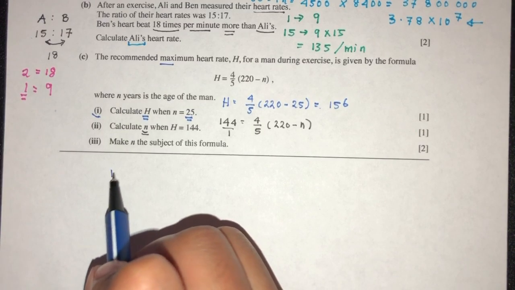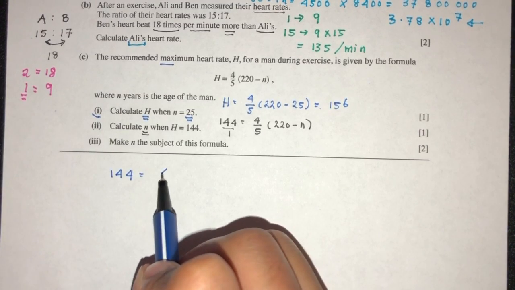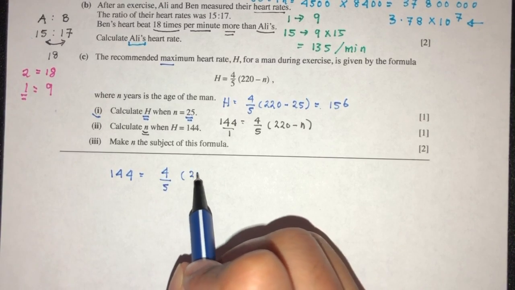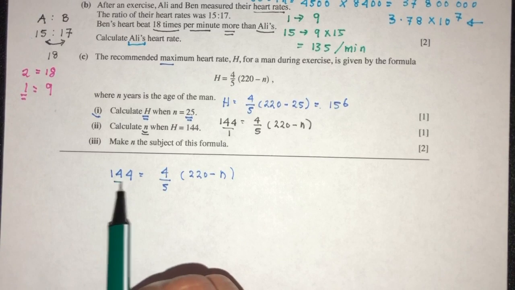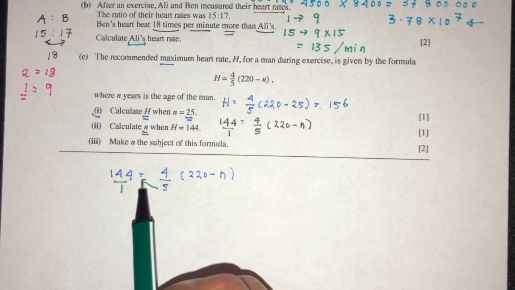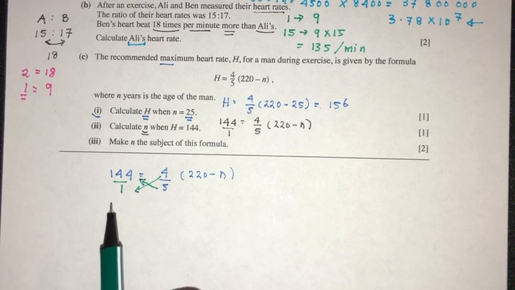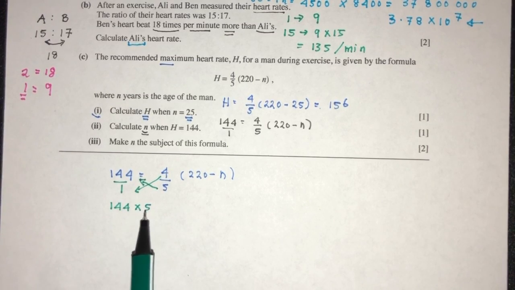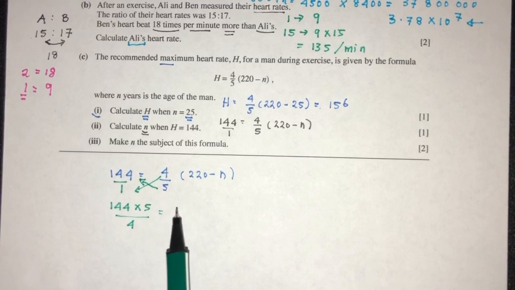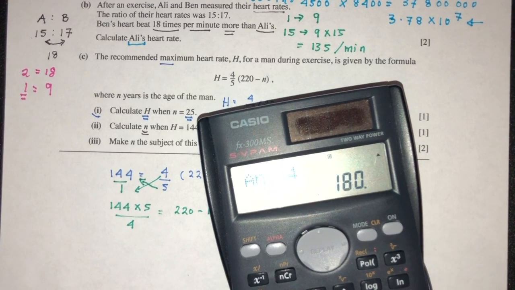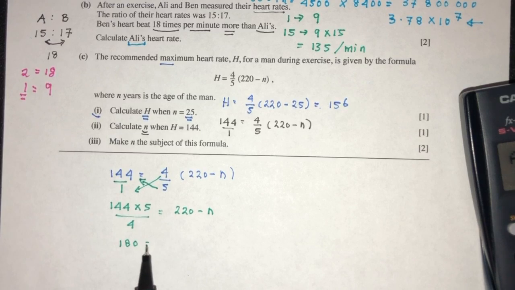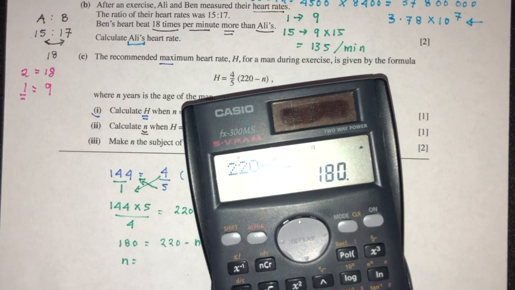So here I have 144, that should be 4 over 5 and 220 minus N. Again, the main goal here is to find the value of N, because that's what you want to find. So the first thing we can do is cross multiply and send this to the bottom. So you will have 144 times 5 over 4, and this will become 220 minus N. So 144 times 5 divided by 4 should be 180. So 180 will be 220 minus N. So N will be simply 220 minus 180, that should be 40.